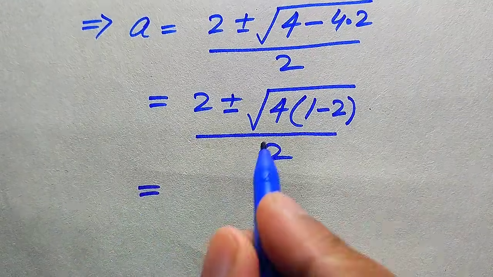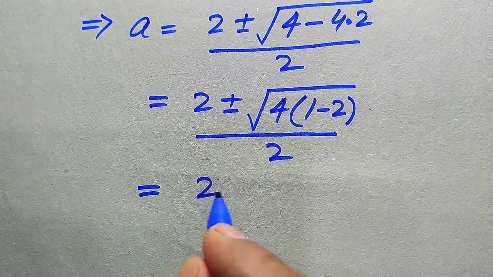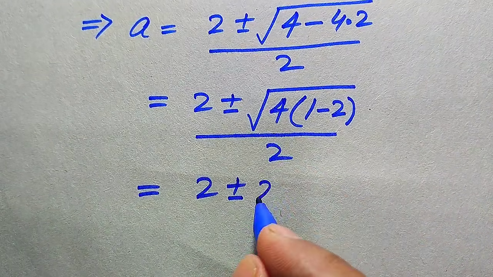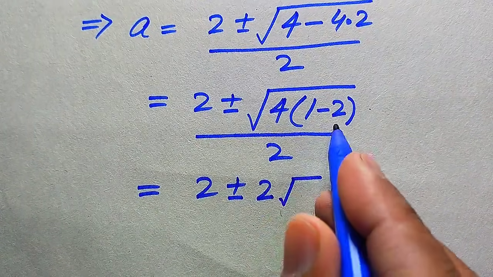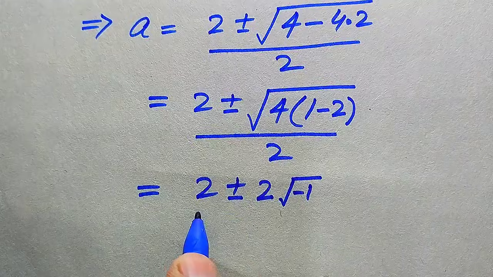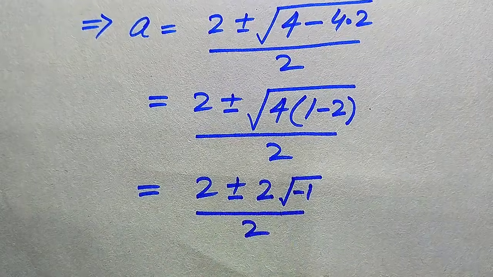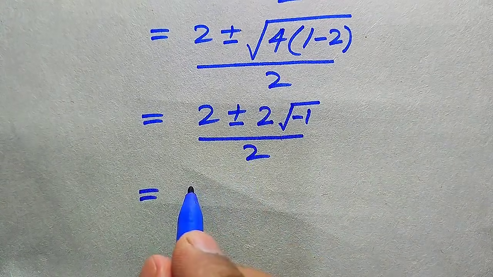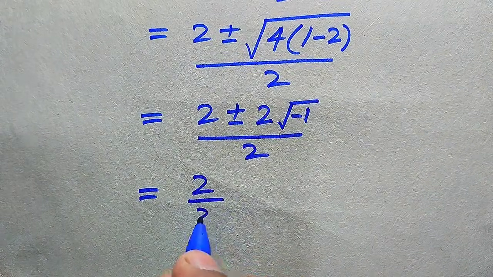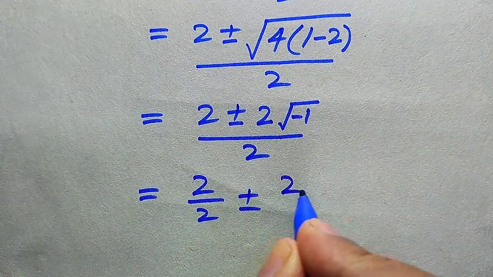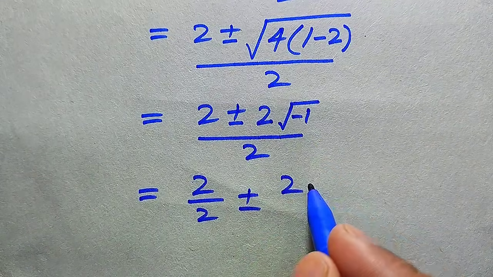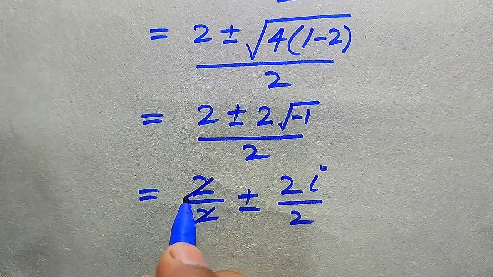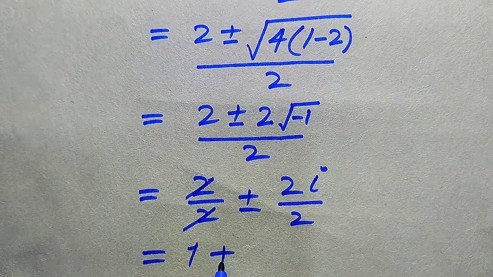Further here we need to apply the square root separately on both of these two values, and it becomes 2 ±. We know that the square root of 4 becomes 2, and this is the square root of 1 - 2, which becomes the square root of -1, and it is divided by 2. And further here we just break this fraction, and it will be written as 2 divided by 2 ± this is 2, and we know that the square root of -1 becomes iota, and it is divided by 2. So this 2 and this 2 are gone, and we get here 1 ±.